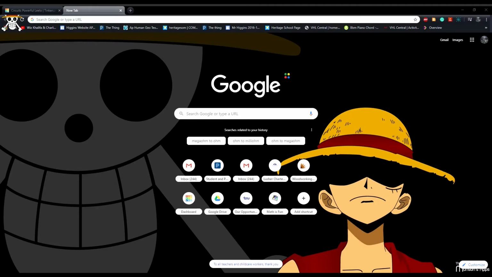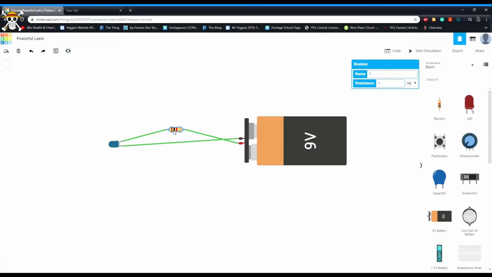Guys, let's get started. Bringing us back to the circuit that we completed in the last video, we've got the 9-volt battery, with the positive going into this resistor, going out the resistor, and into the positive leg of the LED, going out the negative side, and from the negative side back into the battery. We've got a complete circuit right here, and as we see, the LED lights up.